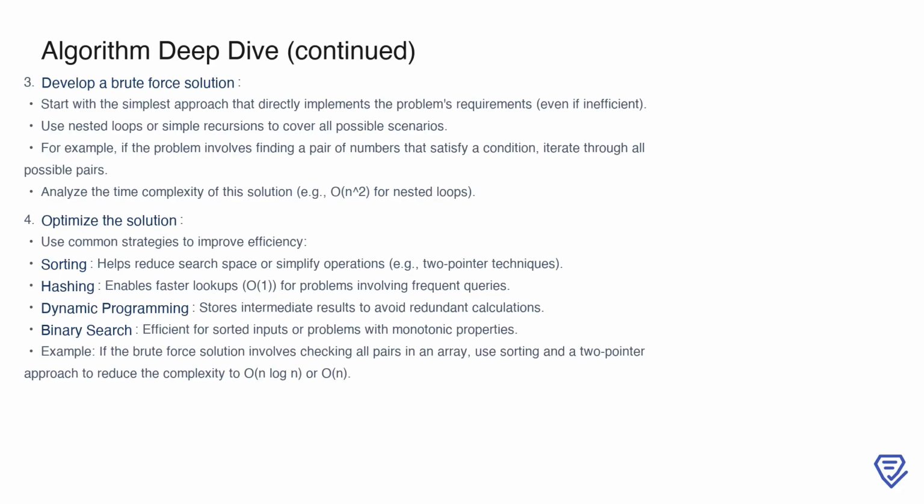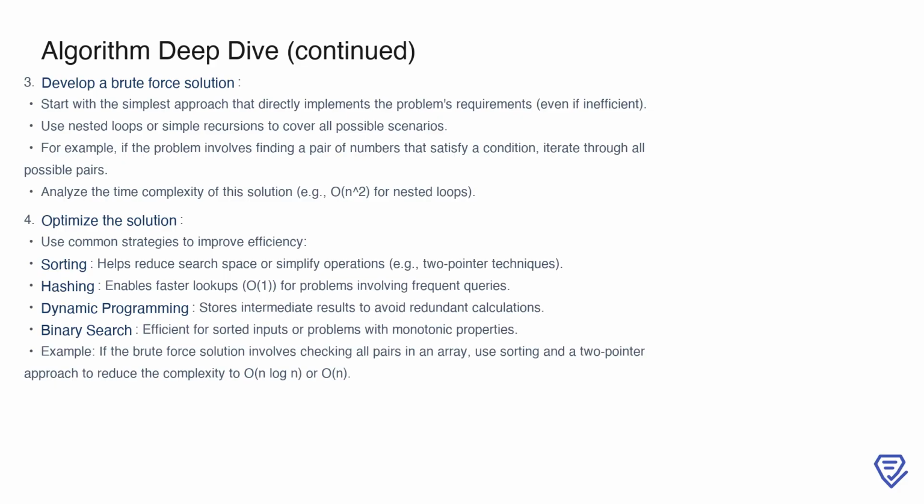The next step is to develop a brute force solution. This involves implementing a straightforward approach that directly follows the problem's requirements, even if it's inefficient. The goal here is not to optimize but to ensure correctness by covering all possible scenarios. For example, if the task involves finding pairs of numbers that satisfy a certain condition, we could use nested loops to test every possible pair. While this might result in a time complexity of O(n²), it provides a clear starting point.